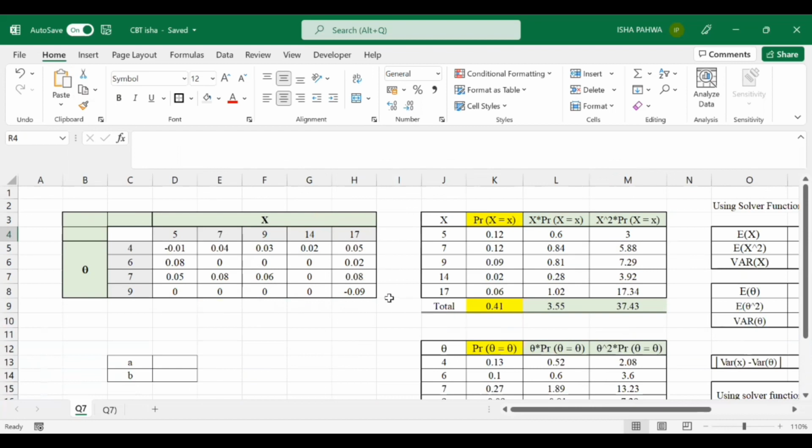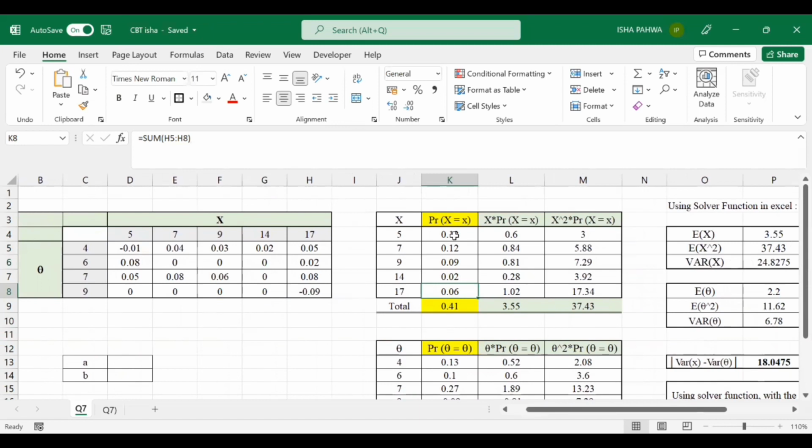The second step would be to find the probability of X and probability of theta, which are marginal and not conditional. So how do we find the probability of X and probability of theta? The values of X are 5, 7, 9, 14, and 17. So for the probability of X, this would be the summation from D5 to D8 when X equals 5. Similarly, we do this for X equals 7, 9, 14, 17, and we get all these values.